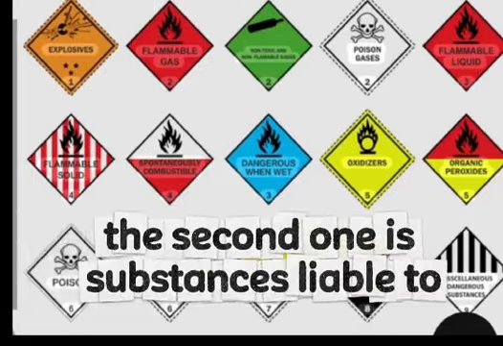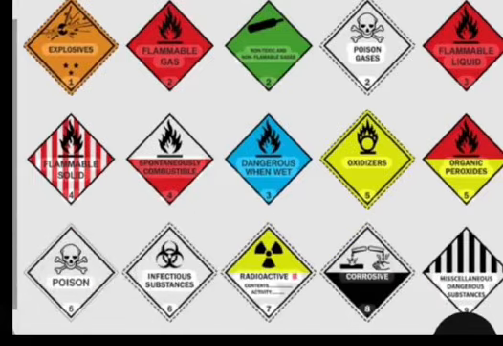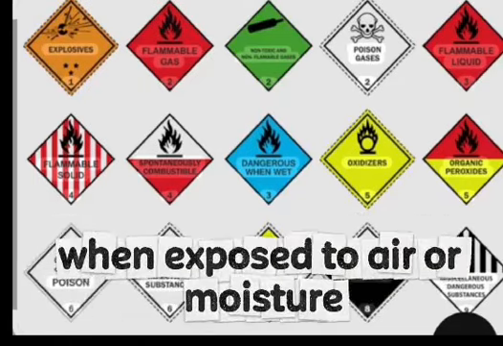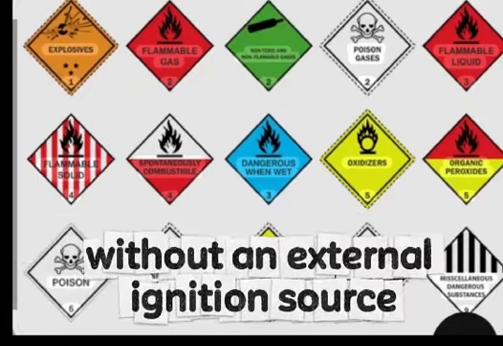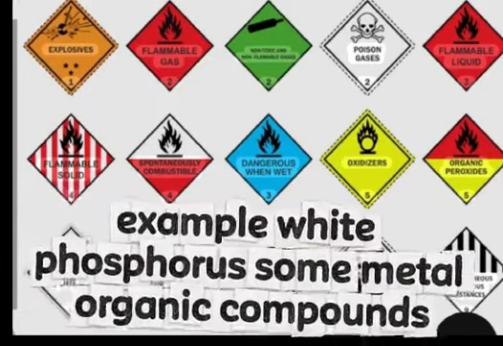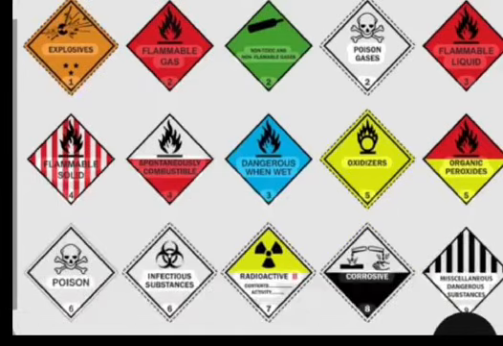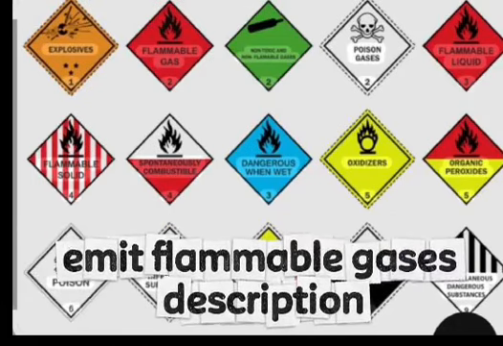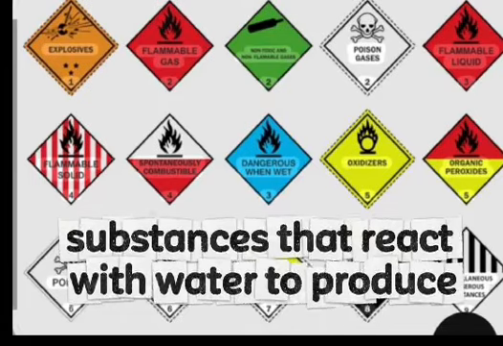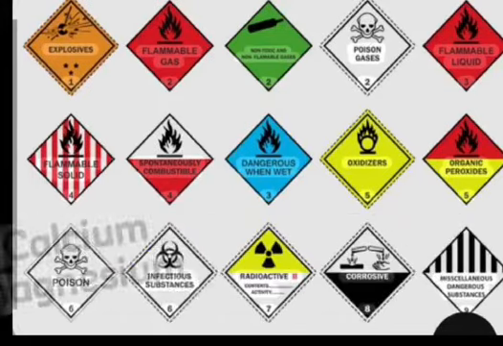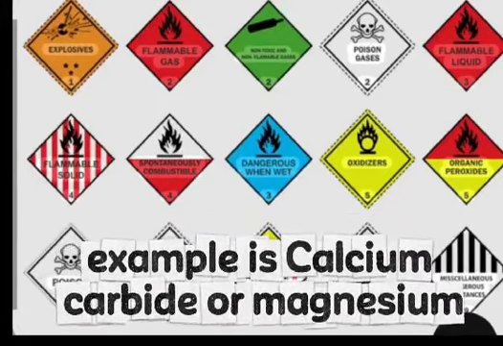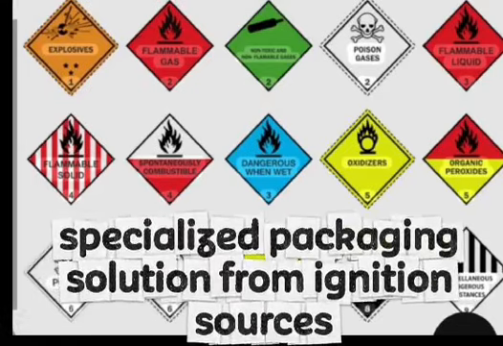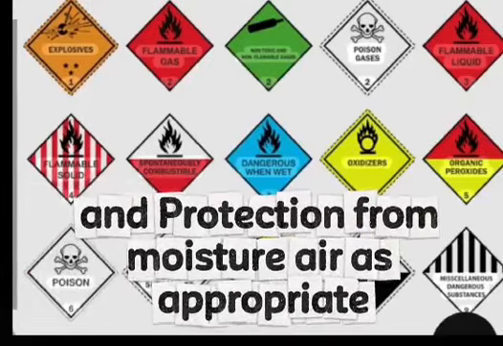The second one is substances liable to spontaneous combustion. Description: substances that are prone to self-ignition when exposed to air or moisture without an external ignition source. Example: white phosphorus, some metal organic compounds. Third one is substances which in contact with water emit flammable gases. Description: substances that react with water to produce flammable gases that can ignite. Example is calcium carbide or magnesium. Handling requirements: specialized packaging, isolation from ignition sources, and protection from moisture, air as appropriate.